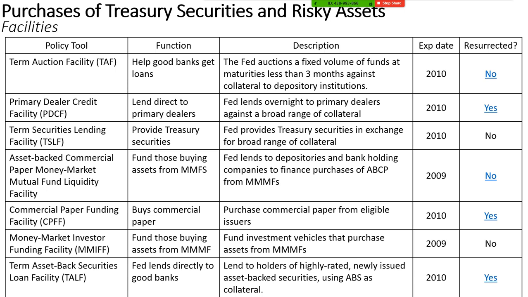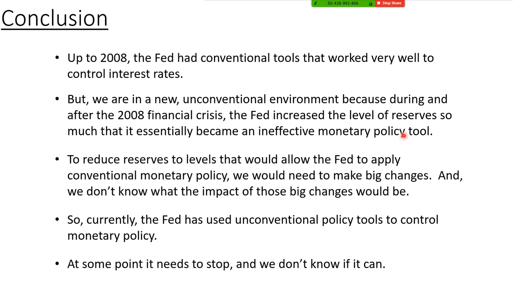Okay, so the takeaway from this chapter is fairly straightforward. Up to 2008, the Fed was dealing with conventional times, and so it could use conventional tools to control monetary policy. Tools like open market operations to change the supply of reserves that affected the federal funds rate and the rest of short-term interest rates in the economy to spur growth and keep inflation stable and low. So that was normal times.